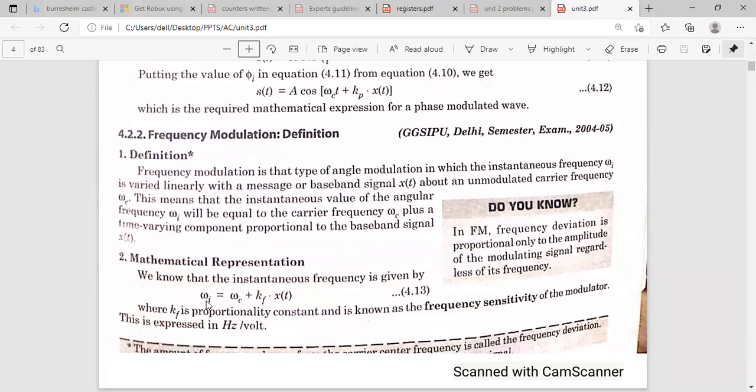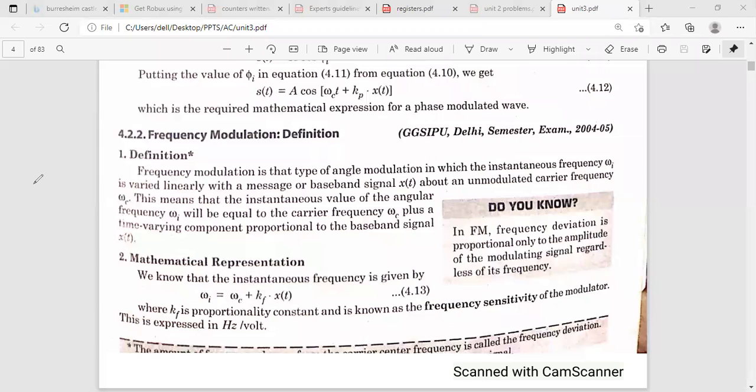Okay, so omega I is equal to omega c plus kf into x of t. Omega c is the carrier frequency, kf is the frequency sensitivity or frequency proportionality constant, and x of t is the modulating signal. So you can understand the difference between phase and frequency. In frequency, the instantaneous frequency will be varied. In phase, phi I will be varied. Okay, so here you have to write the generalized expression for the frequency modulated wave.